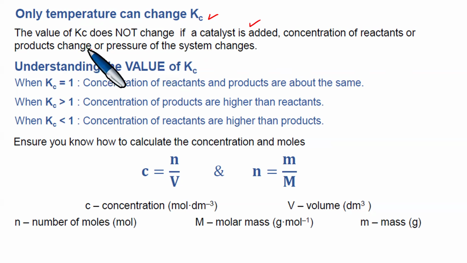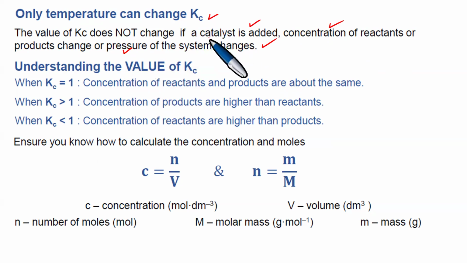Concentration of reactants or products change, or pressure of the system changes. Okay, so now somebody can come and say, what about if we change the concentration of the reactants or products? We say the Kc doesn't change. What about if pressure of the system changes? Kc doesn't change. Okay, what about if a catalyst is added?